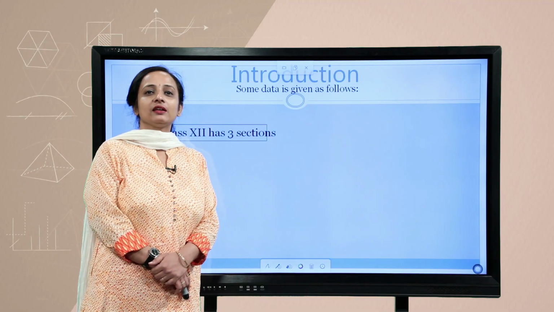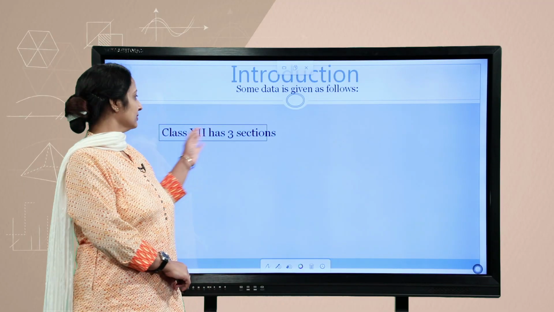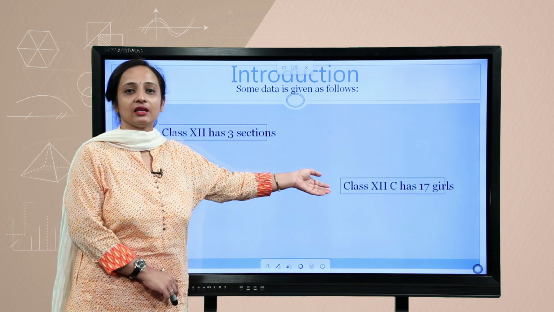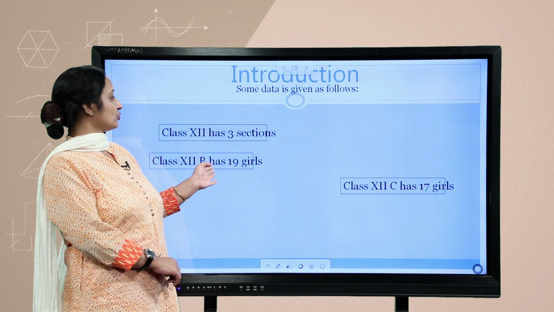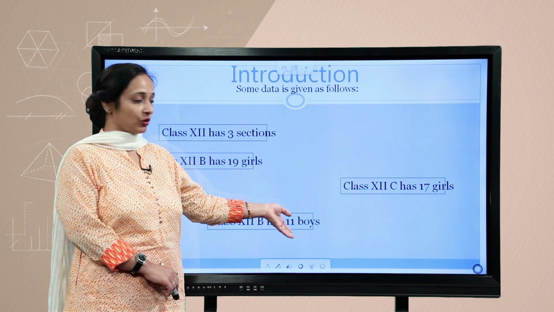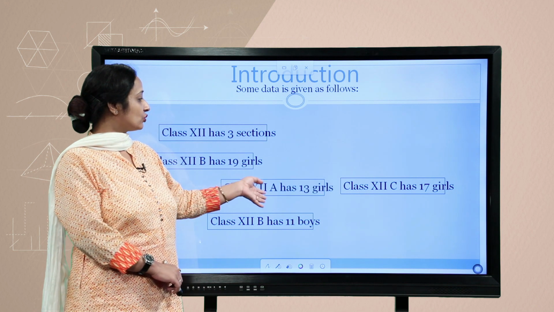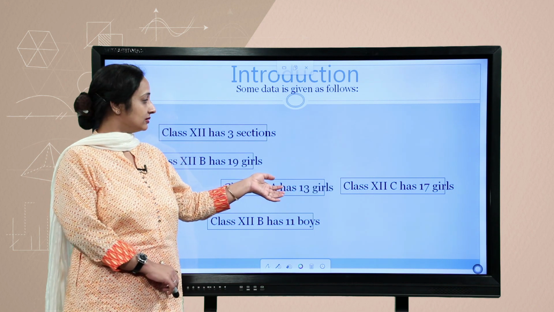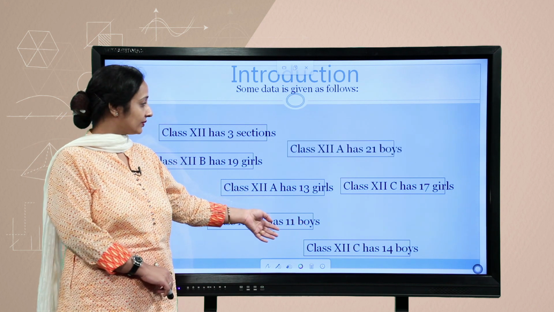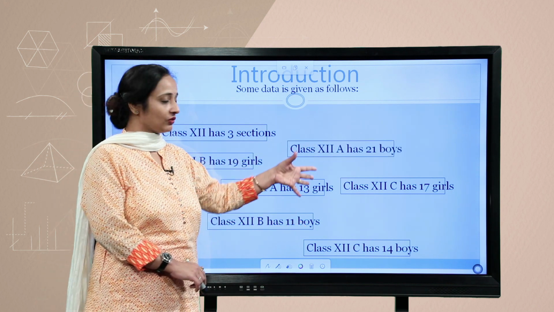Suppose some data is given to you in the following manner. Class 12 has 3 sections. Class 12C has 17 girls. Class 12B has 19 girls. Class 12B has 11 boys. Class 12A has 13 girls. Class 12C has 14 boys. Class 12A has 21 boys.